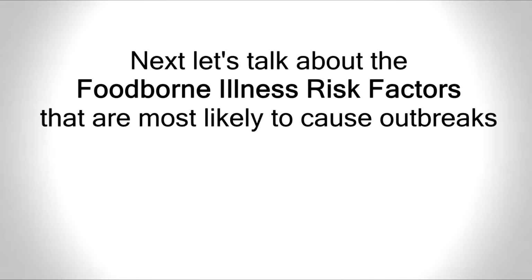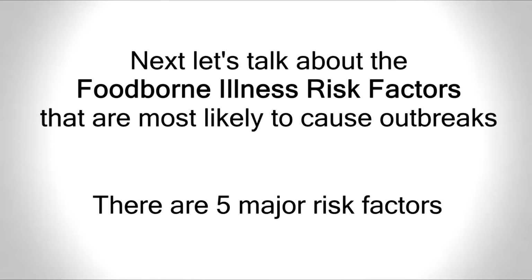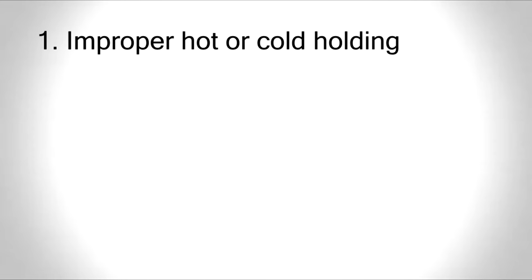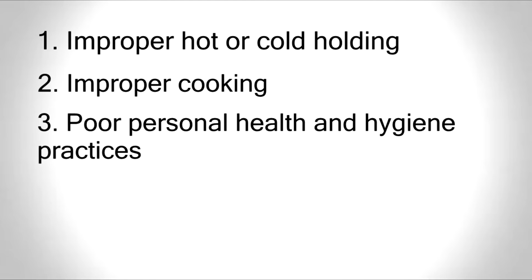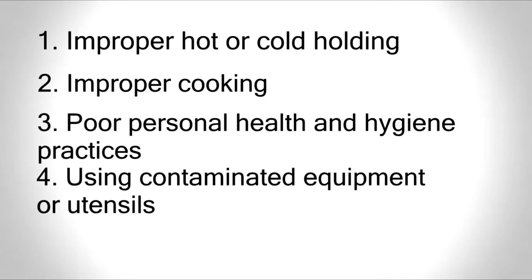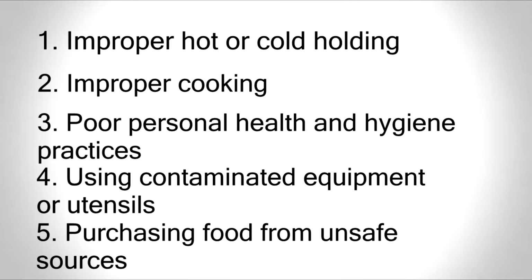Next, let's talk about the foodborne illness risk factors that are most likely to cause outbreaks. There are 5 major risk factors. Number 1, improper hot or cold holding. Number 2, improper cooking. Number 3, poor personal health and hygiene practices. Number 4, using contaminated equipment or utensils. And number 5, purchasing food from unsafe sources.